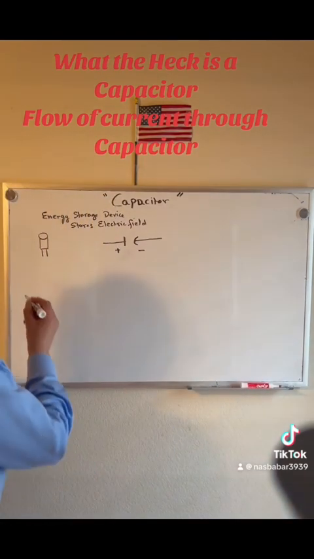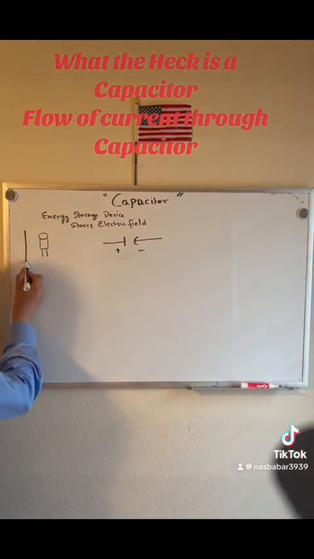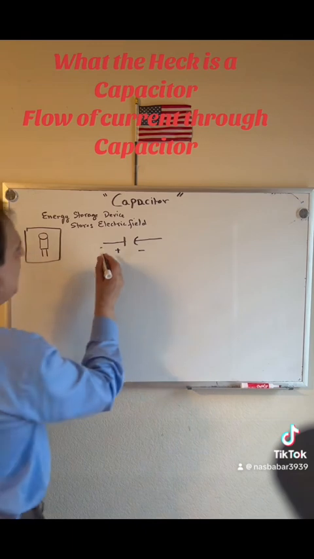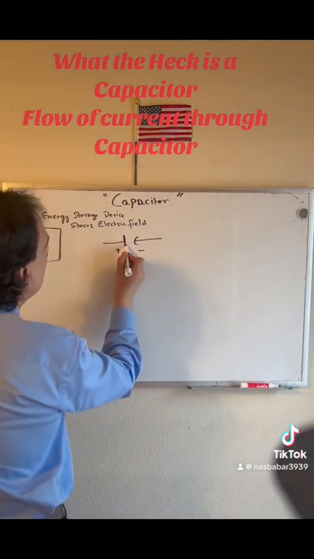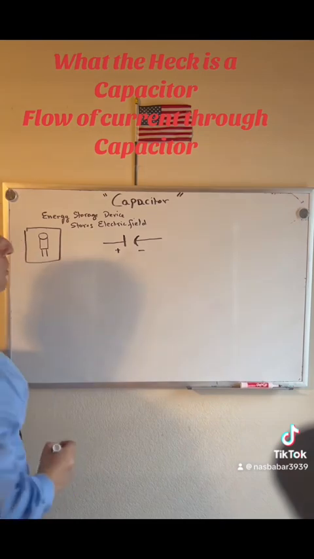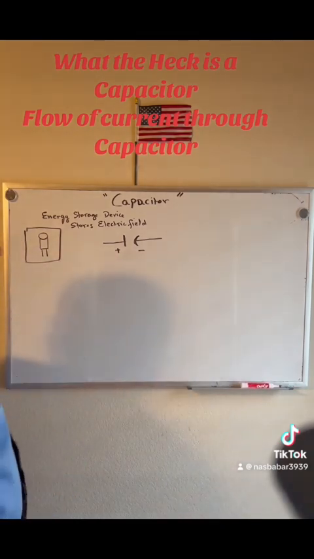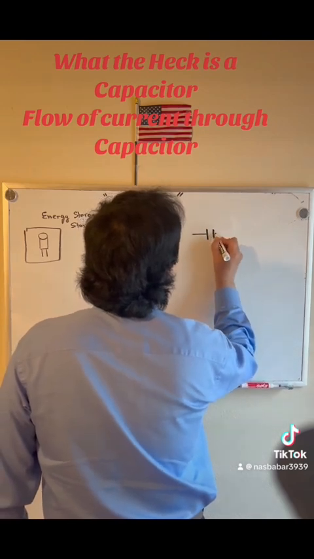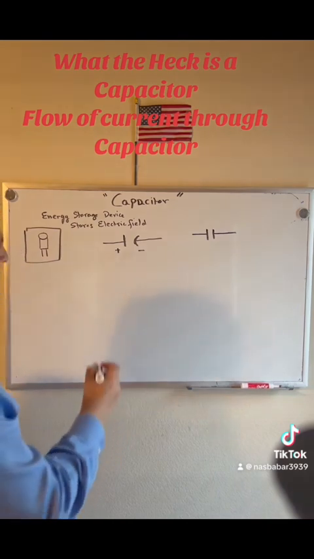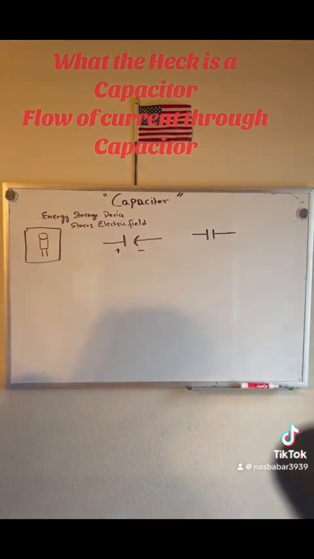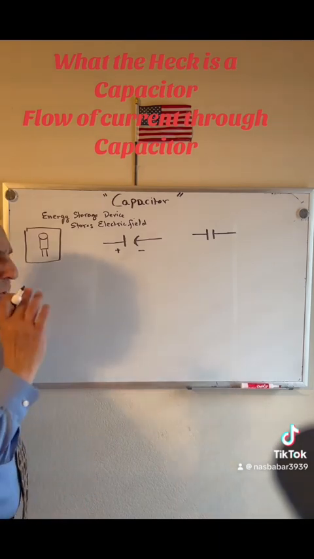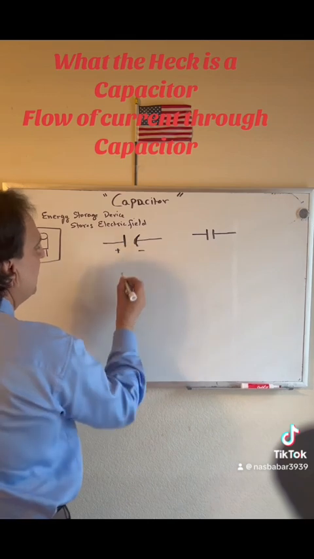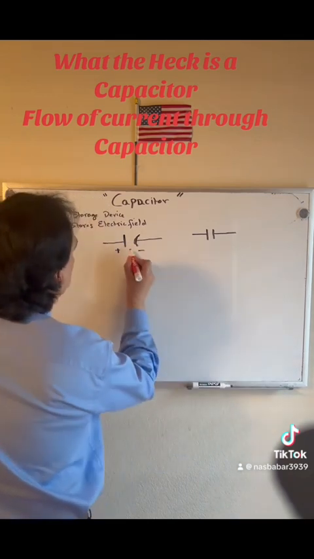A capacitor looks kind of like this. It's basically like a cylinder, and inside you have two plates. This is the symbol of a capacitor. Some books draw it like this also, but it doesn't really matter. In a capacitor you have two terminals, this one right here and this one right here, and in between there is a gap.